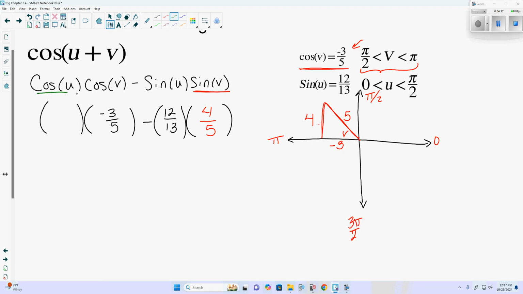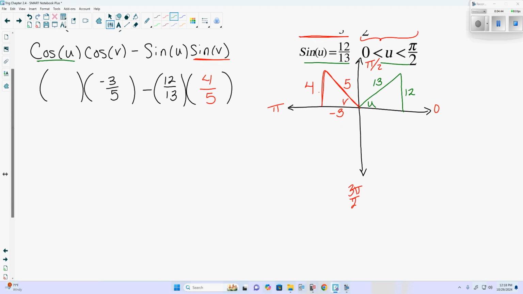Now the last one we need to find is cosine of u. And for that we need to set up our triangle for angle u. Now angle u is between 0 and pi over 2, in the first quadrant. Now sine is opposite over the hypotenuse: positive 12, and our hypotenuse is positive 13. Now we just need to find the missing side.